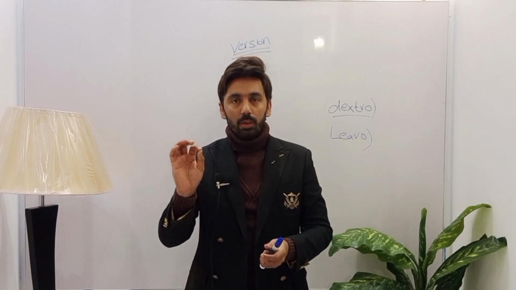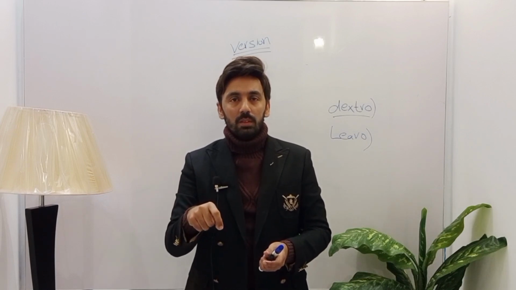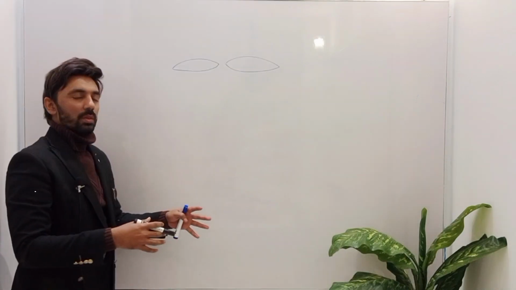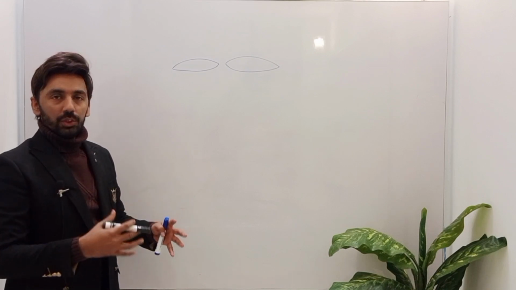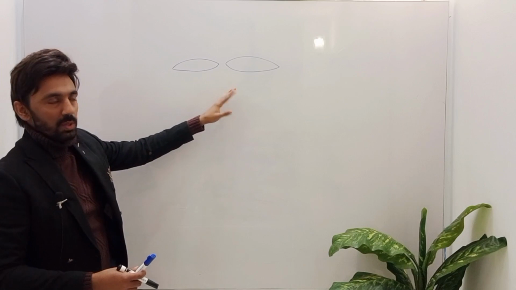All of these eye movements are binocular, simultaneous, and conjugate, moving in the same direction. We will now discuss the different version eye movements. You can see these are two eyes, which means binocular.